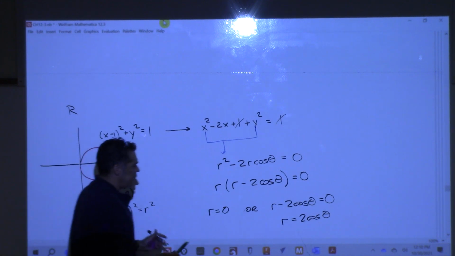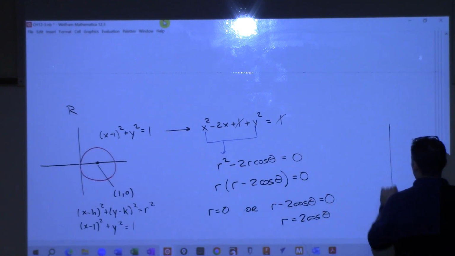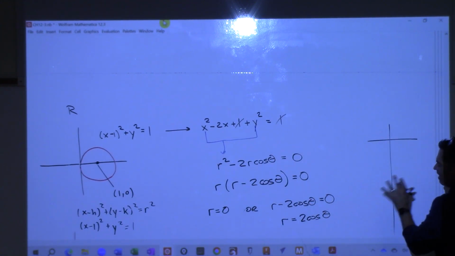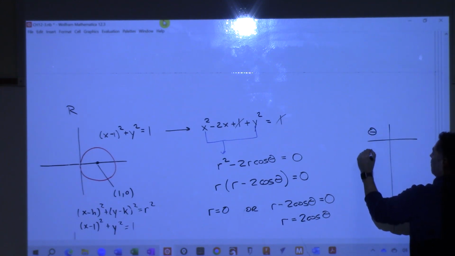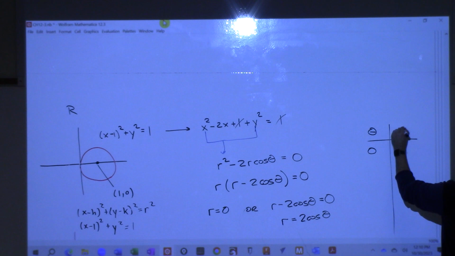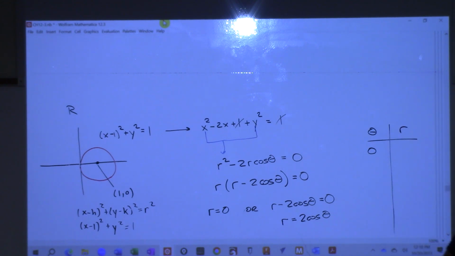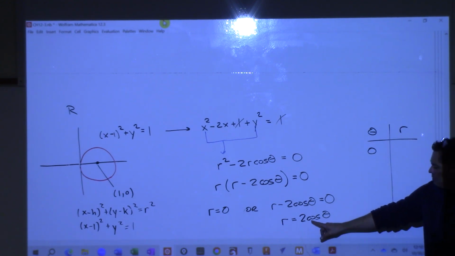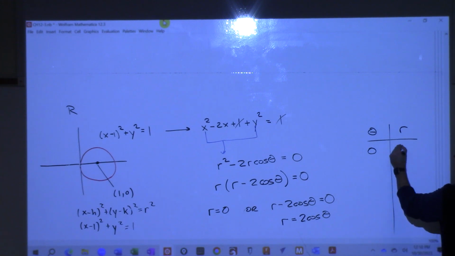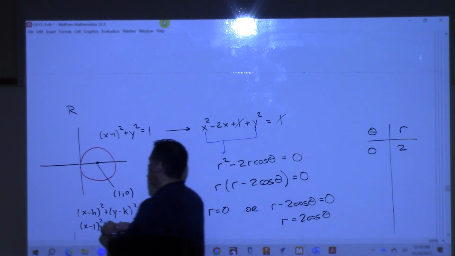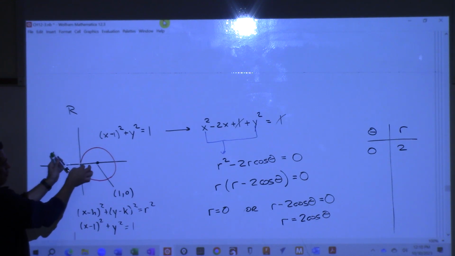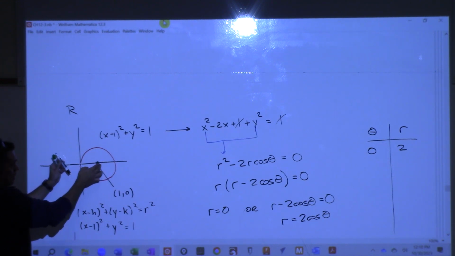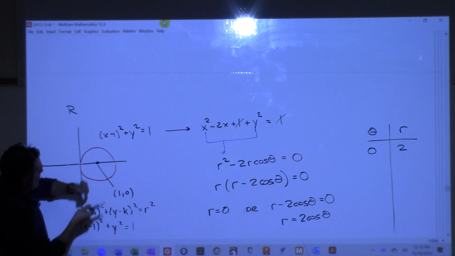So let's just try some values. This is not necessary, I just want you to really understand what's going on. If theta is 0, then what's r? Cosine of 0 is 1, so r is 2. So that means when you're standing here and you're aimed out at 0 degrees, you walk out 2, and now you're right there.